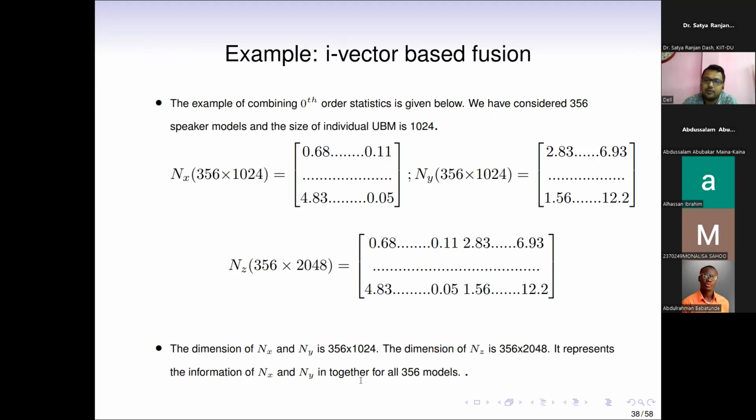Now this is an example of how we are doing the I vector based comparison. This is 356 cross 1024, NY is 356 cross 1024, and finally NZ becomes 356 cross 2048. Now this 356 is the number of speaker models and 2048 is the super vector using the concatenation of the GMM models. This is the I vector based system.